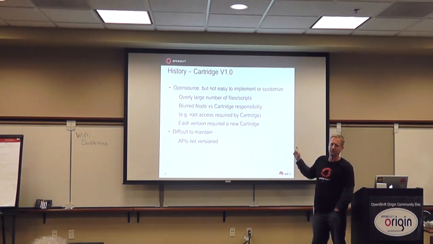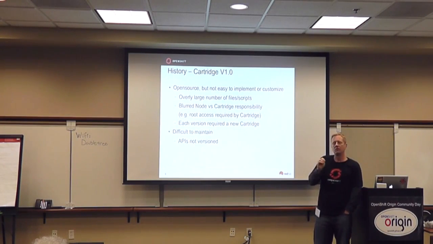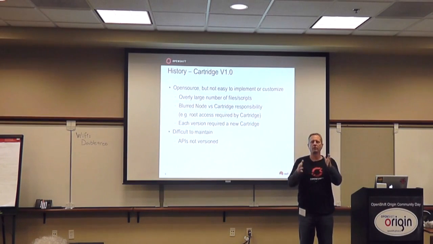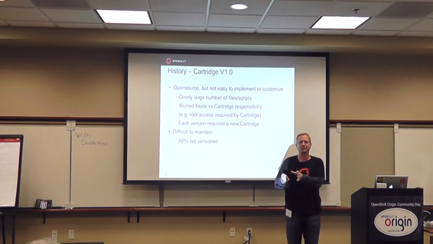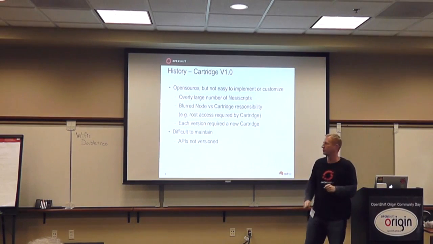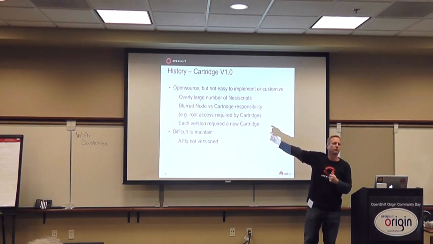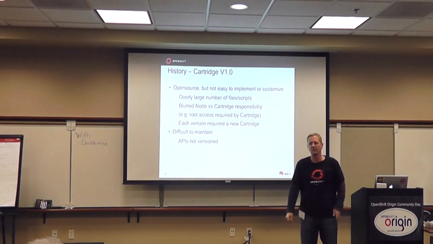Lots and lots of files you had to go and create. When you see the V2, it's a lot simpler. There was a blurring of whose responsibility it was to do what when a cartridge gets instantiated on nodes. Is it the node's responsibility to go and do this, or is it the cartridge's responsibility to do this? There was a real kind of blurring there, so it was kind of unclear about where the boundaries between the node and the cartridge were. Kind of an example is cartridges needed root access to do things, and that's not the case in V2, right? The cartridge developer shouldn't have to need root access to do anything.